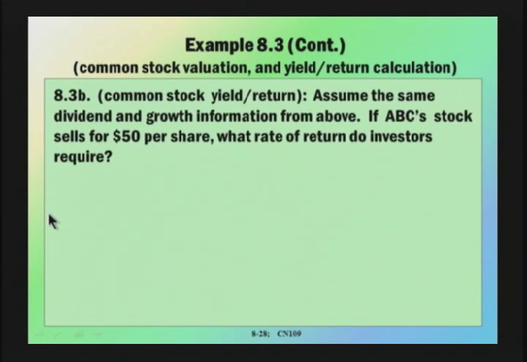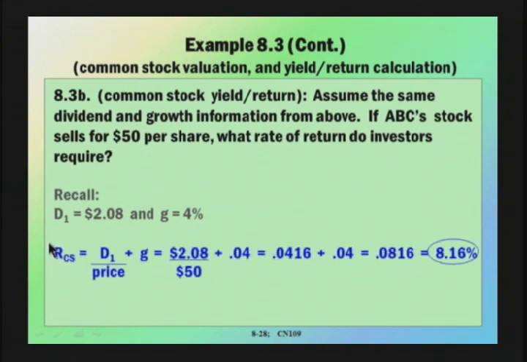In part B here, we assume the same dividend and growth information, but we say, what if we actually paid $50 for this stock? We buy it today for the $50 price and we get D1, $2.08, 1 year from now, then what kind of return are we going to get? Plus, we're going to see share price appreciation of 4%. That is what our growth rate tells us. It's the capital gains yield, or the percentage change in the stock price.